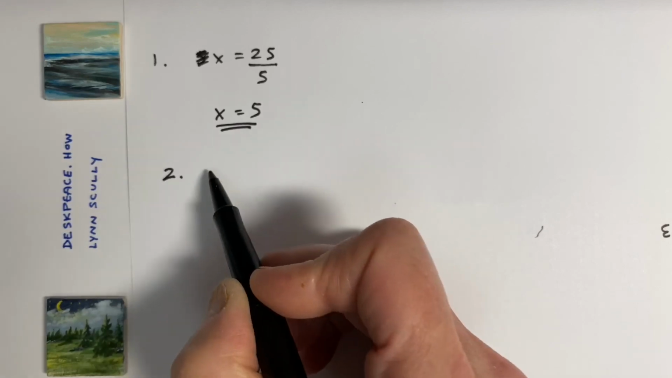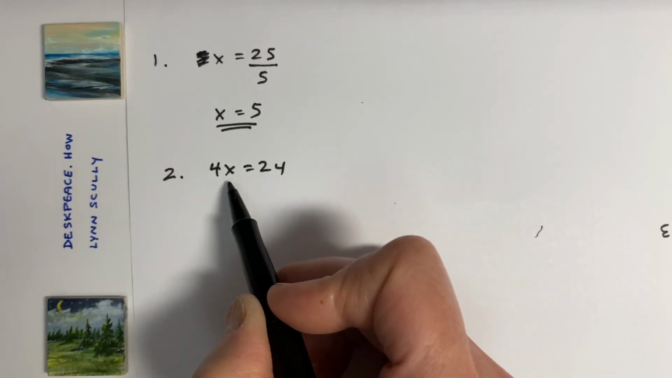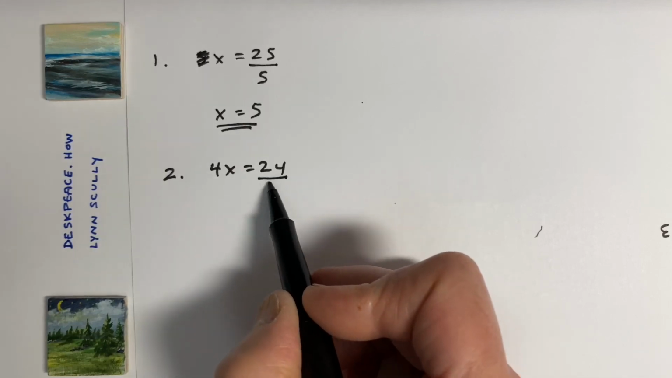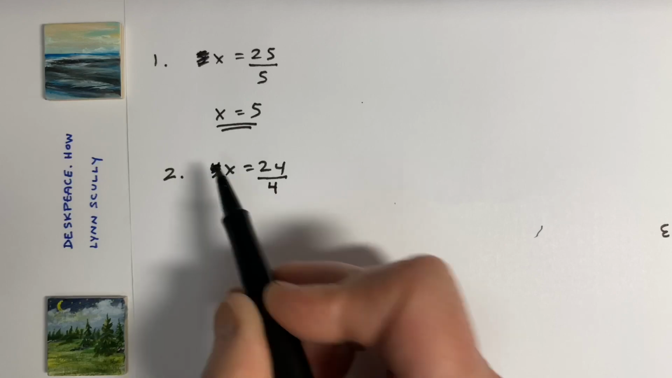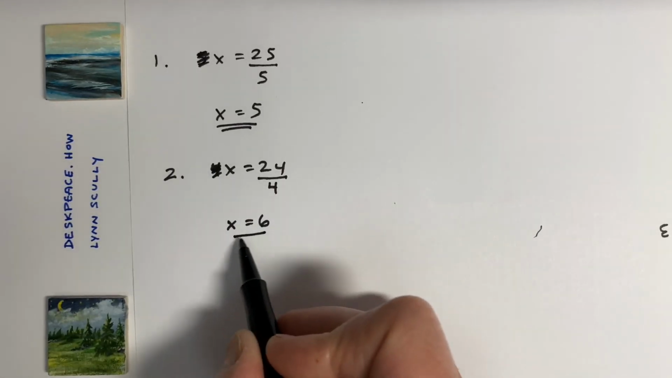Number 2. 4x equals 24. My unknown is x. The 4 is a coefficient attached by multiplication. Going to move it by division to the other side of the equal sign. And I have x equals 6.